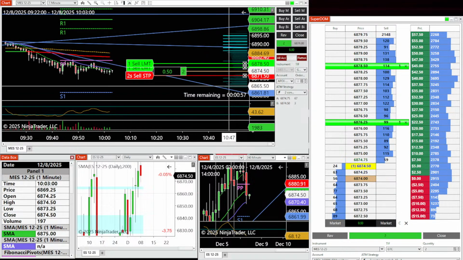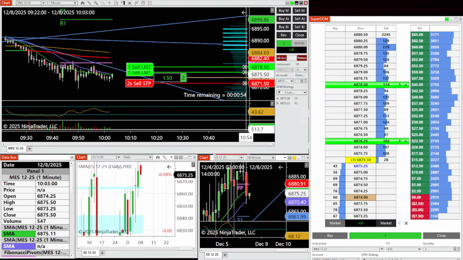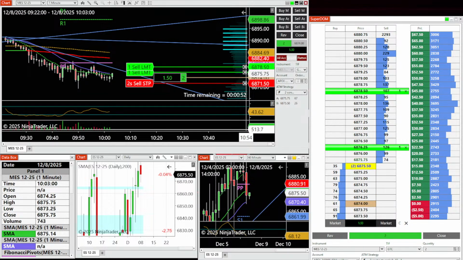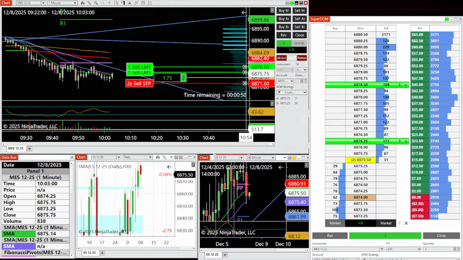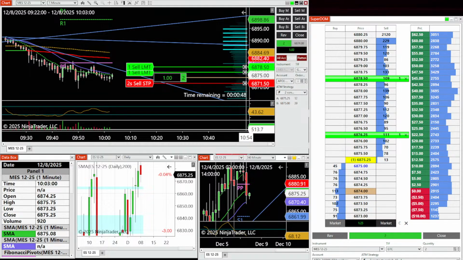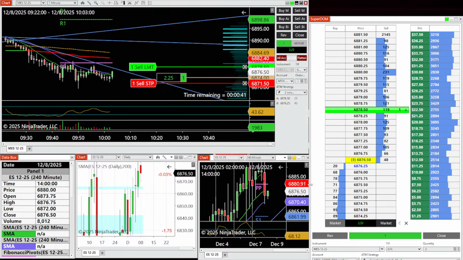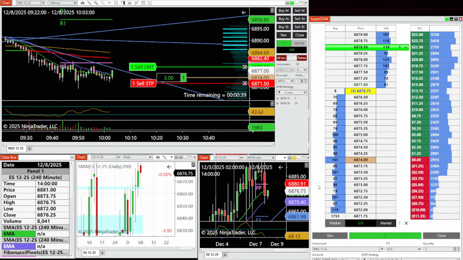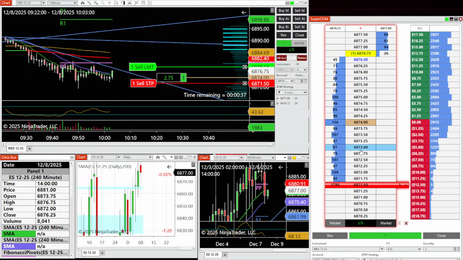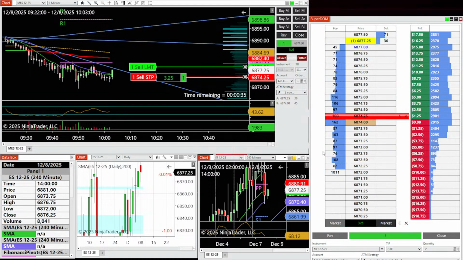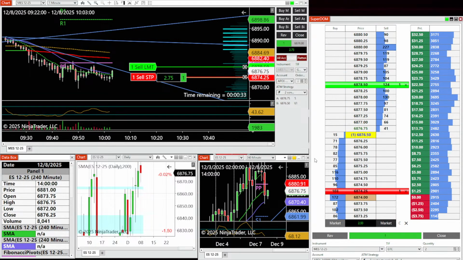Can we get a push here? First target. Can we get it? My first target is just 2 ticks. Give me 1 tick. Okay. Next target. Now I'm gonna move my stop to 1 tick above break even, if we can get the next target.